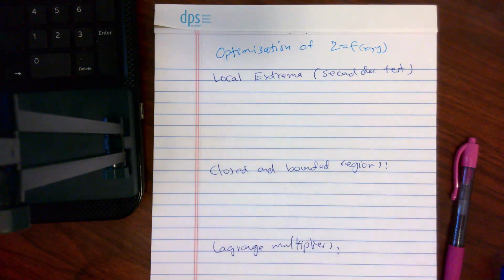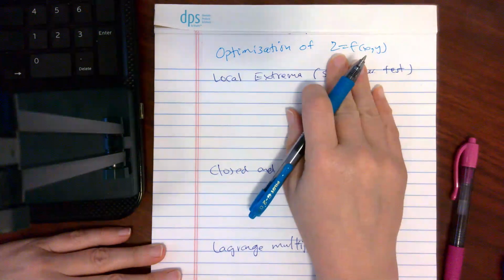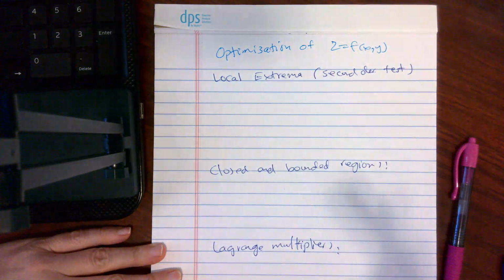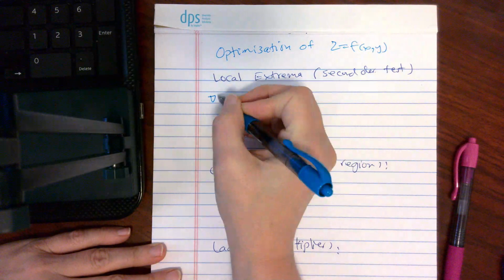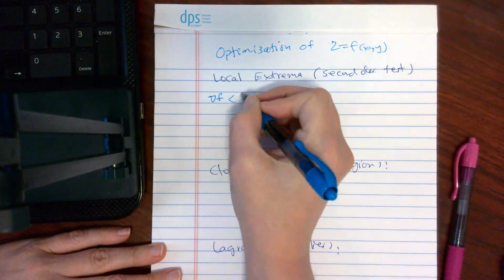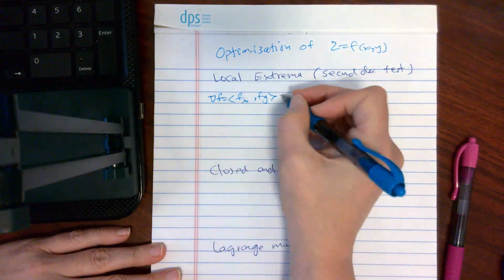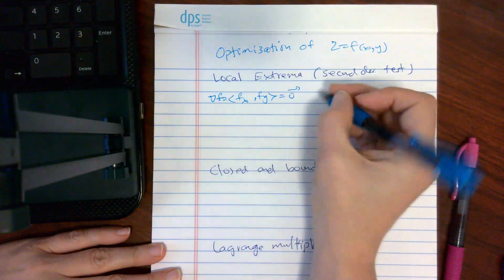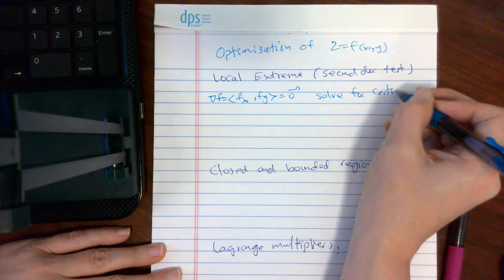Basically there is a function and you're optimizing it over a constraint. And so for the first one, you want to find the gradient vector of f, which is f sub x and f sub y, and set that equal to the 0 vector and solve for critical points.